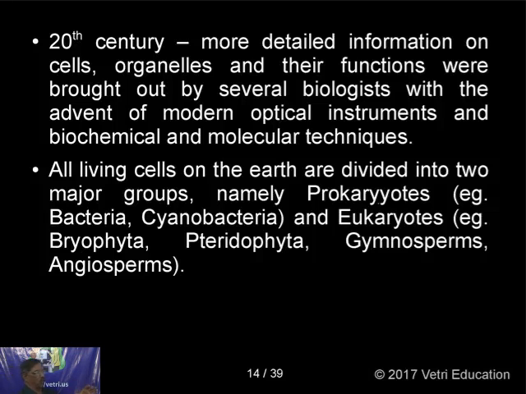Karyo means nucleus, and pro means first. So prokaryote means the primitive type of nucleus is found there. There is no nuclear membrane and no double membrane structures. Those are called prokaryotes. When you come to the eukaryotes, they have a definite nuclear membrane and double membrane structures present in the plants. In addition, we will deal with some other differences between prokaryotes and eukaryotes.